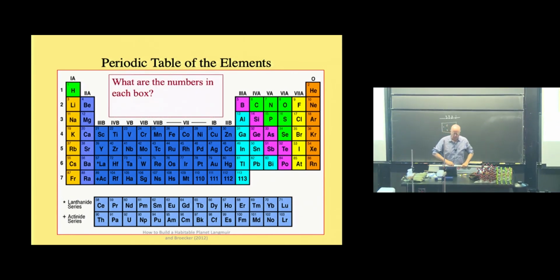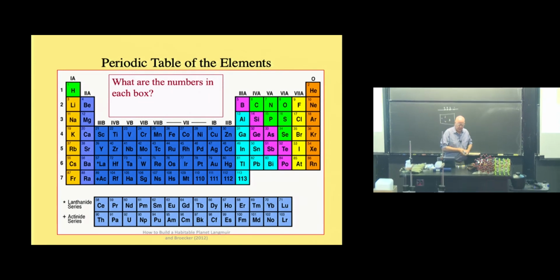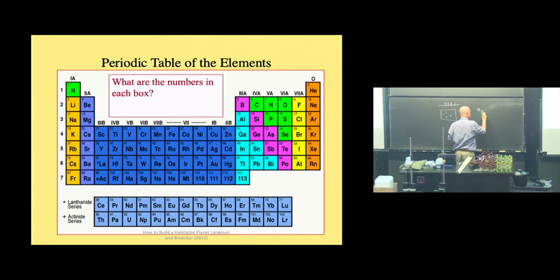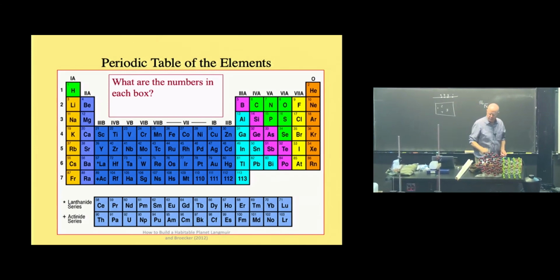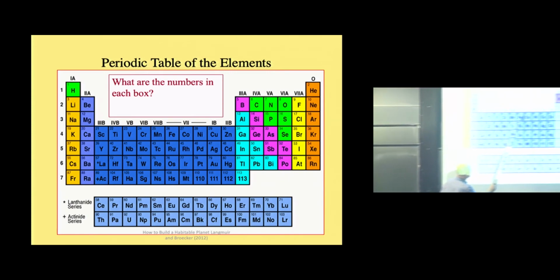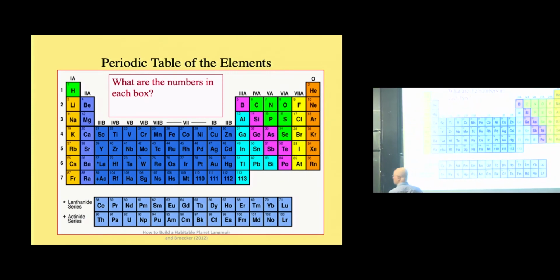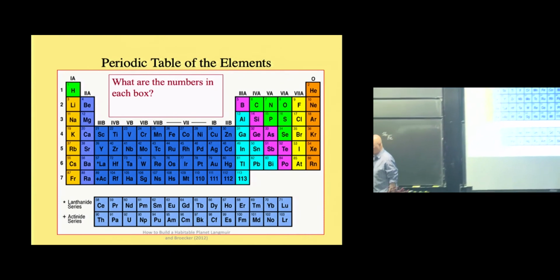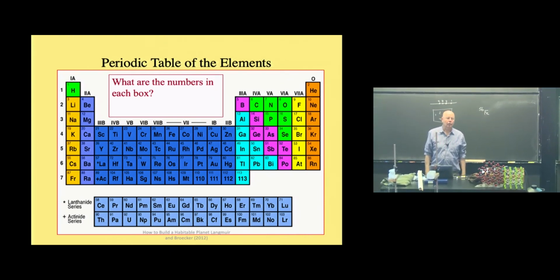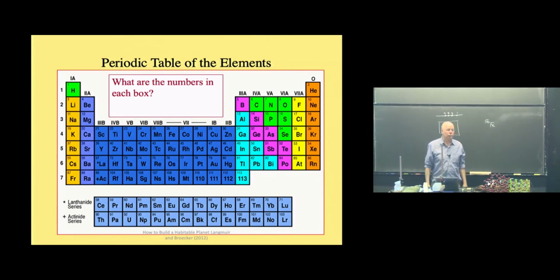What are the numbers in each box? Because I've been talking about iron 56 that we write like this. But if you look at iron up here, it's got a 26. What's going on? Yeah. It's just the number of protons.